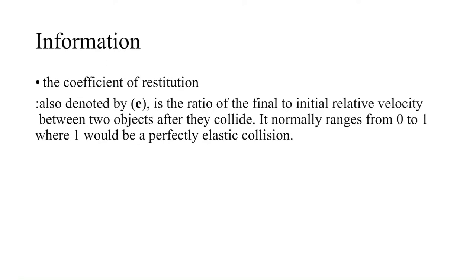Information. The coefficient of restitution, also denoted by E, is the ratio of the final to initial relative velocity between two objects after they collide. It normally ranges from 0 to 1, where 1 would be a perfectly elastic collision. The value is almost always less than 1 due to initial translational kinetic energy being lost to rotational kinetic energy, plastic deformation, and heat. So is the baseball.